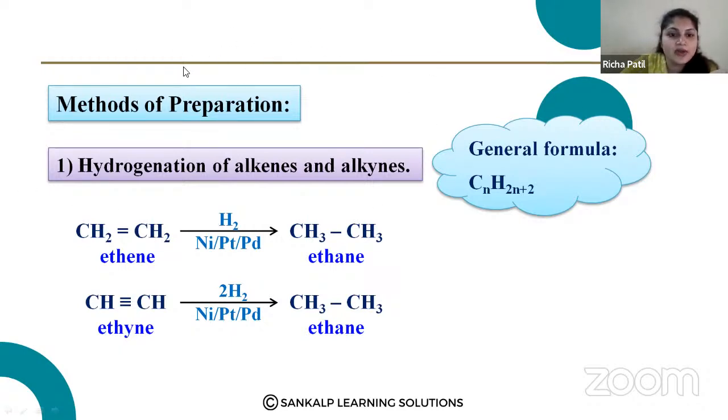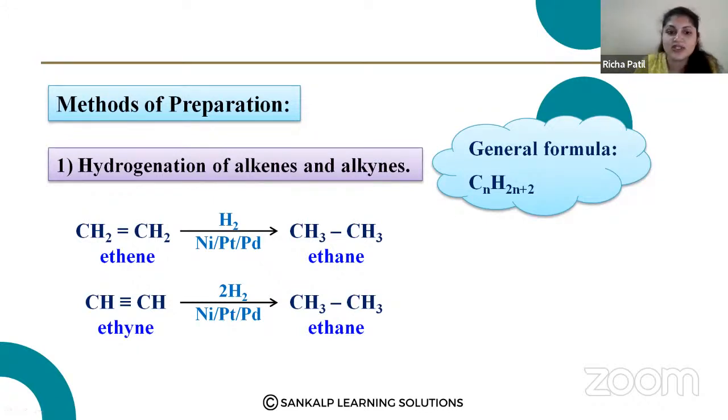We are not going to discuss the IUPAC nomenclature, as we discussed it in the previous session. Here we'll start directly with the methods of preparation of alkanes. How are we going to prepare the alkanes? First is hydrogenation of alkenes and alkynes.